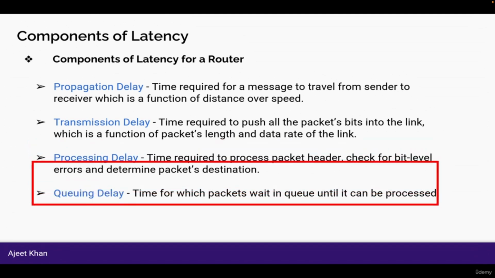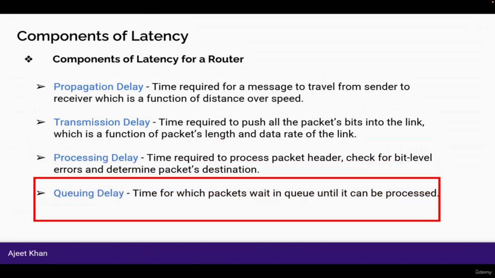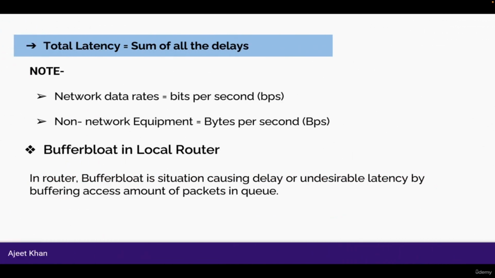Another kind of delay is queuing delay. It is the time for which packets wait in a queue until they can be processed. As we just discussed, processing delay happens because of processing the header of the packet. Meanwhile, while a packet is getting processed, there can be a queue waiting to be processed. So it is the delay caused in the queue before the packet can be processed. This is known as queuing delay. So all these kinds of delay add to latency, and all these are related to the router. So total latency is equal to the sum of all these delays.